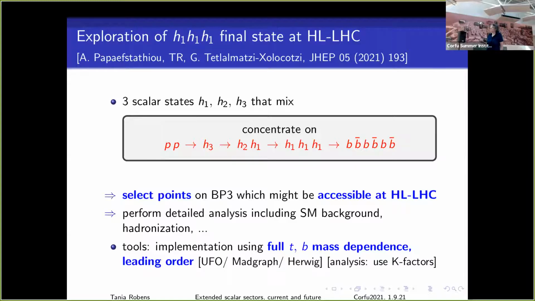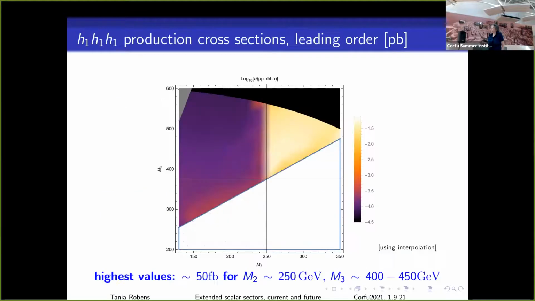This production process: you have a heavy resonance going to a second resonance above 125, and H1 is the 125 GeV resonance, going to 3 standard model-like scalars, and then to 6 b's. And this was a benchmark plane we suggested in an earlier work with Tim and Jonas. And then we did a detailed analysis here with Andreas and Gilberto, looking at whether this is accessible at high-luminosity LHC with a long chain of tools.